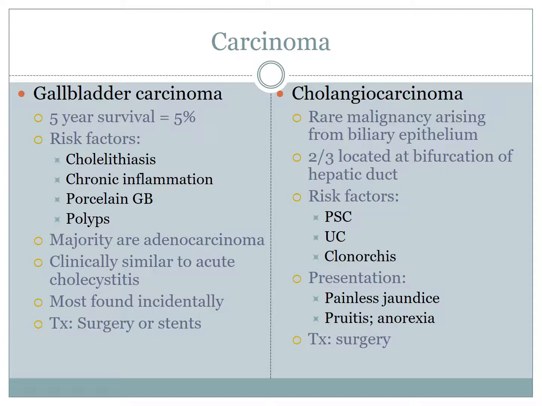Presentation, painless jaundice. So if you think about a stricture and you see your PSC, it's not very painful. It's not cholangitis. It is causing biliary obstruction, which is why they're jaundiced. And a lot of times people that are jaundiced and have hyperbilirubinemia will be very itchy. They'll describe that as one of their worst complaints. So that's pruritus. And they're not very hungry as well. They're anorexic. So treatment, again, is surgery. You can stent. Again, this is all just palliative because the survival rate's very low.